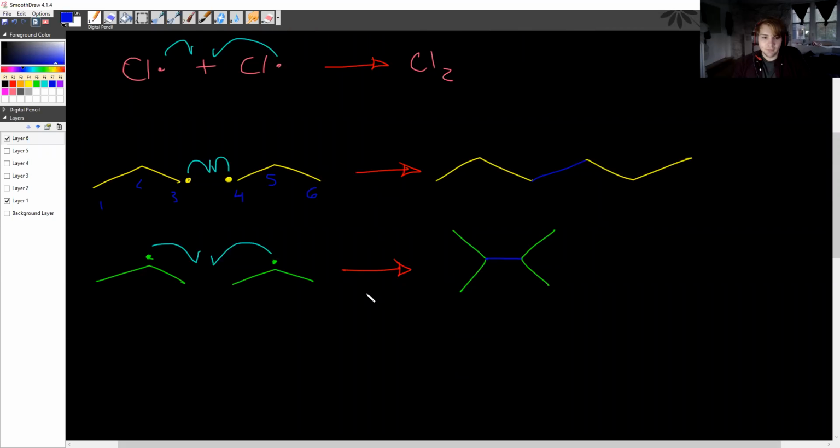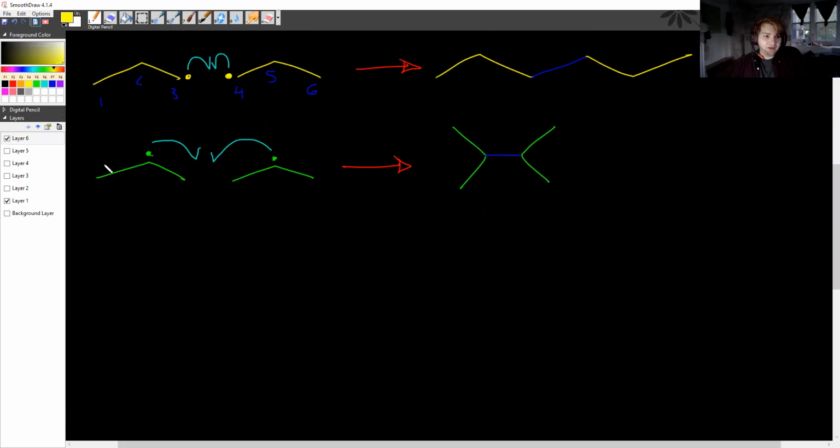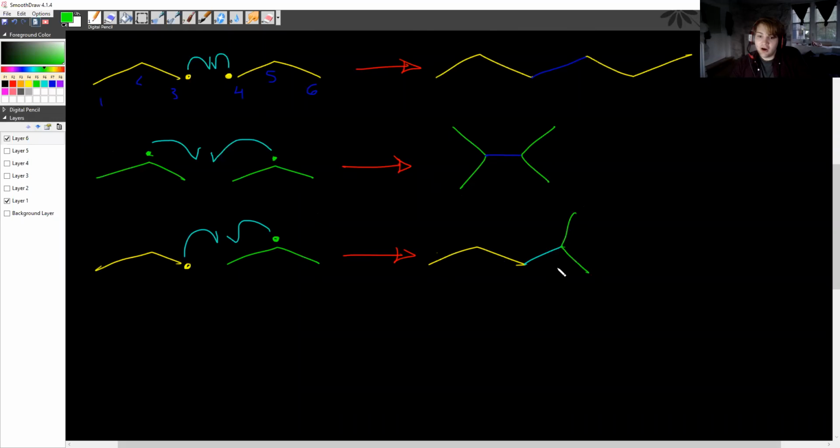Boom. Or we could get a mixture of them. What if our primary one hooked up with our secondary one? What are we going to do then? Well, now we have our primary having a bond with our secondary. And these are all valid termination steps. These are all valid things to happen.